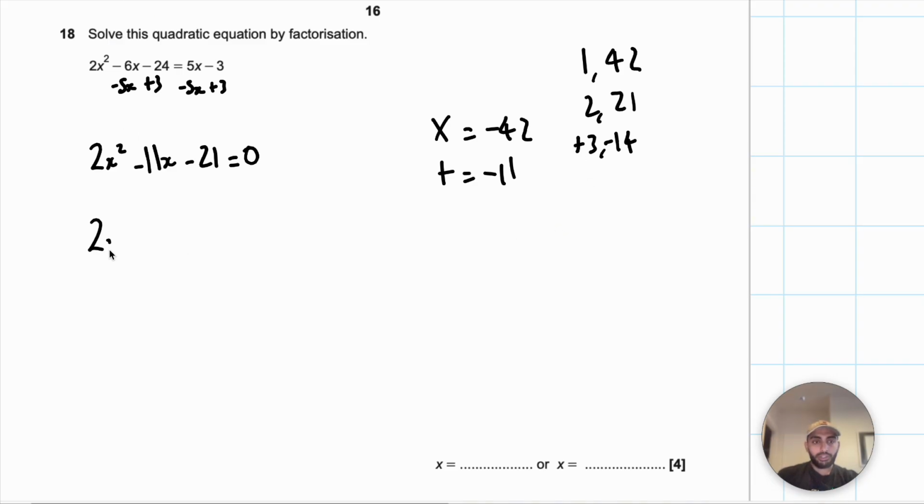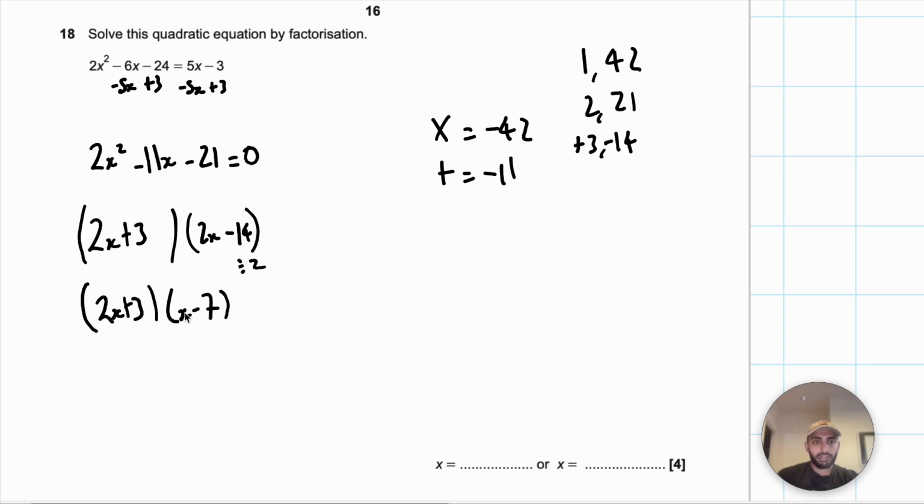I'm going to write 2x in this bracket and this bracket, and I need plus 3 and negative 14. And you might be thinking, if I multiply these two together, it's going to give me 4x squared, but we only want 2x squared, so we need to cancel this one down. I'm going to divide both terms here by 2 because I can see it's a common factor. That leaves me with 2x plus 3 and x minus 7. And if you want to check this, 2x times x is 2x squared, and 3 times negative 7 gives me negative 21. So that's equal to 0.